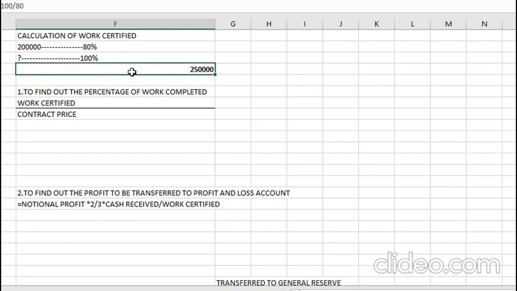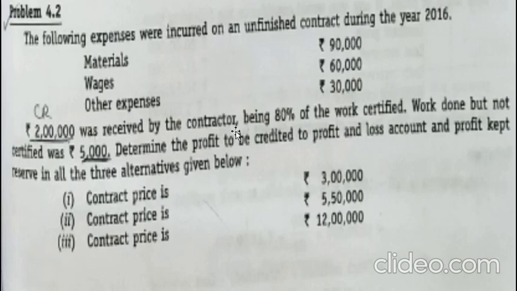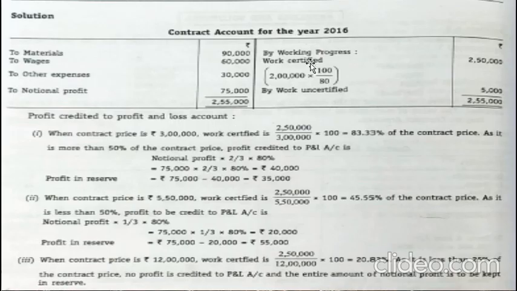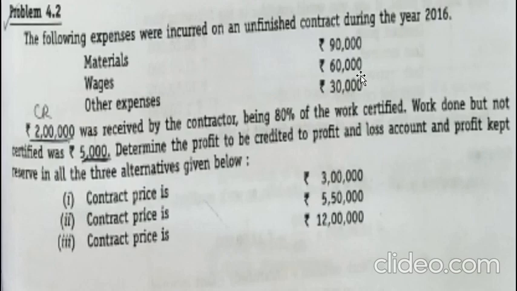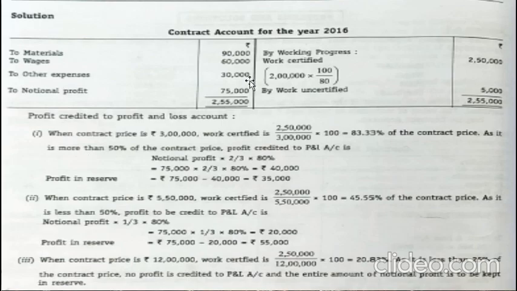Now we will show the work certified in your contract account, under work in progress: work certified and work uncertified. Work certified, according to the cross multiplication 2 lakh into 100 divided by 80, is 2 lakh 50,000. Then the work done but not certified, mentioned in the question, is 5,000. So work uncertified is 5,000. These are the items in the question.